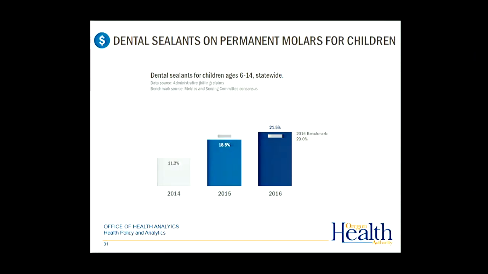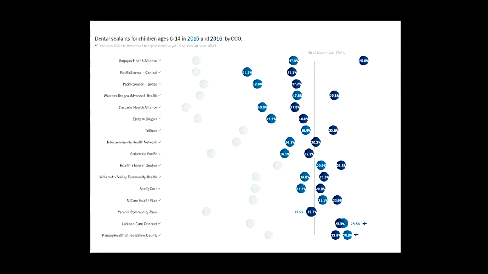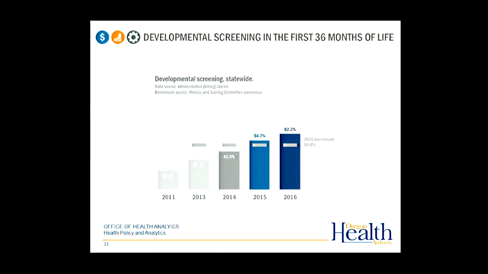Now I'm running short on time, so I'm going to pop through a couple of these other ones. This relates to dental sealants, which we put in place and has seen some dramatic improvement, actually went above the benchmark. Again, the variation across the CCOs. Developmental screening, another one that has long-term benefits for kids who get into those services and receive the screenings that are necessary so that they can be referred off to appropriate services if that's appropriate.